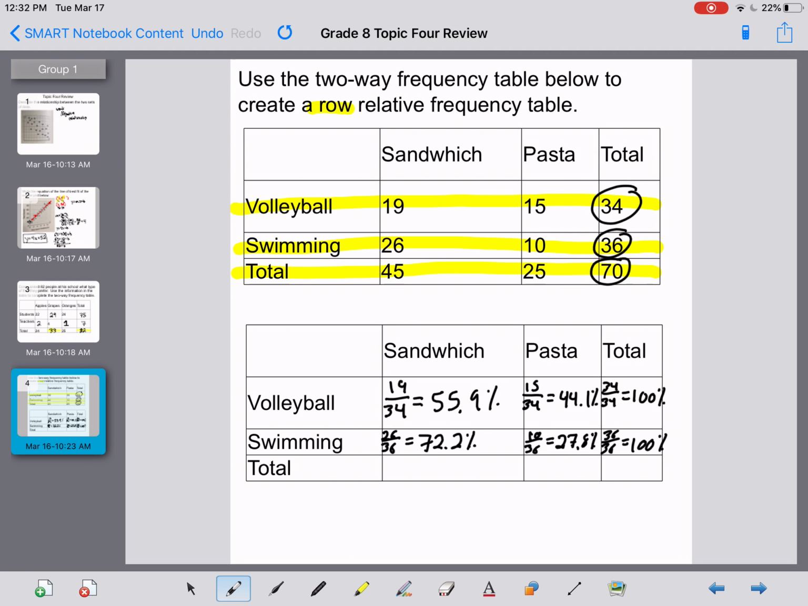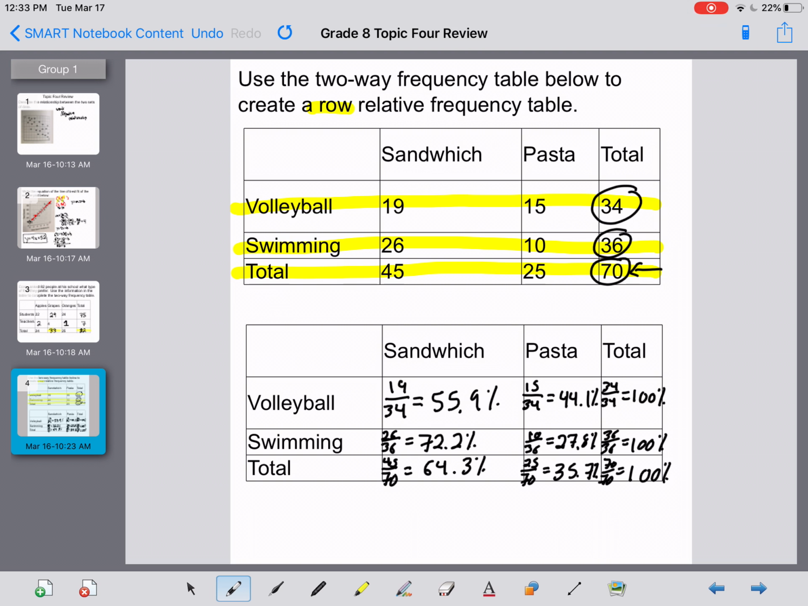And now for total sandwich, again, since I'm on a new row, I'm going to use my new denominator of 70. 45 divided by 70 is equal to 64.3%. 25 divided by 70 for my pasta total is equal to 35.7%. And 70 divided by 70 is equal to 100%.